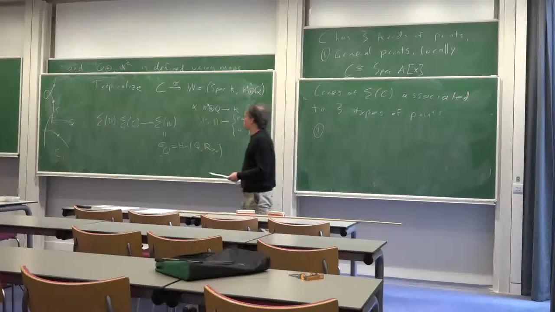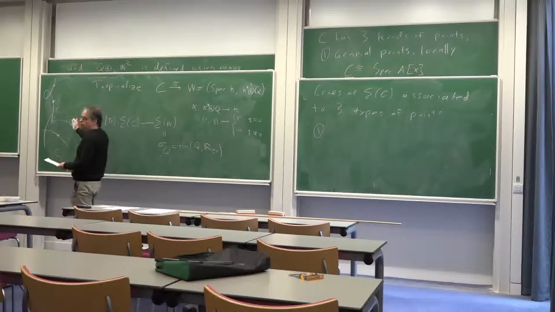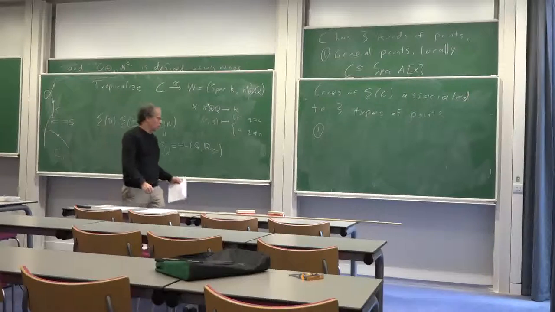Well, the first one is easy. At a general point, the monoid is Q. It's isomorphic to the base monoid.